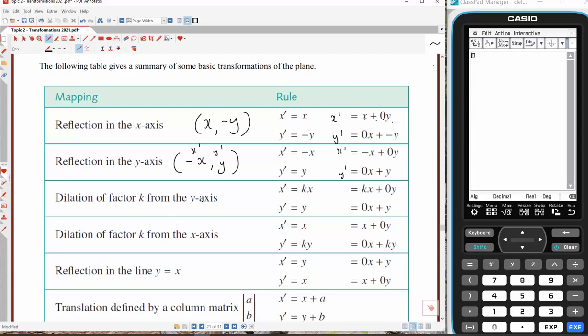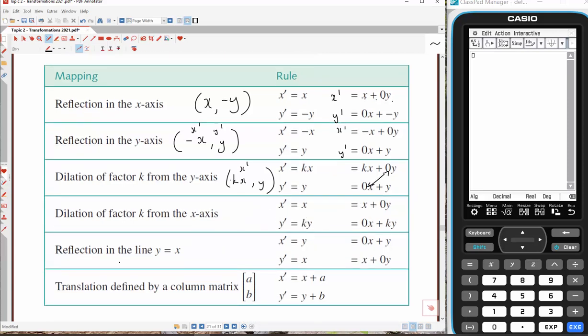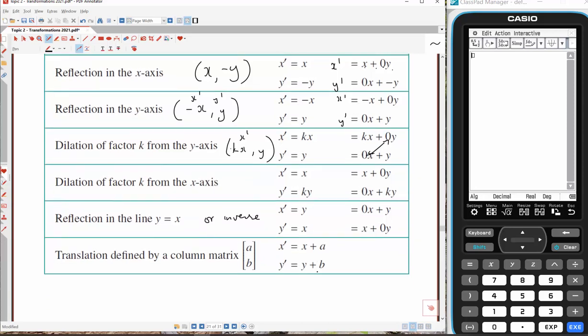Okay, dilation factor k from the y-axis is this. So what we would do is dilations from the y-axis change x. So that's going to be kx, comma y. x dash is equal to kx, y dash equals y. And we could throw some zeros in there to write the same thing. Right, so it continues in this way. Reflection in the line y equals x, or we're going to say the inverse, is done like this. x dash is equal to y and y dash is equal to x, i.e. swap x and y. And we can also do translations by using this particular column matrix.